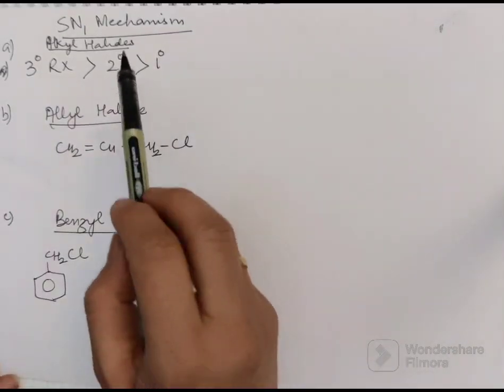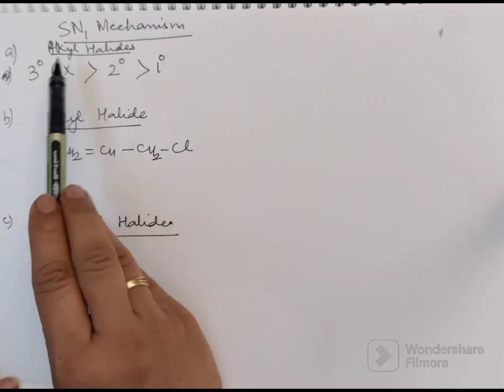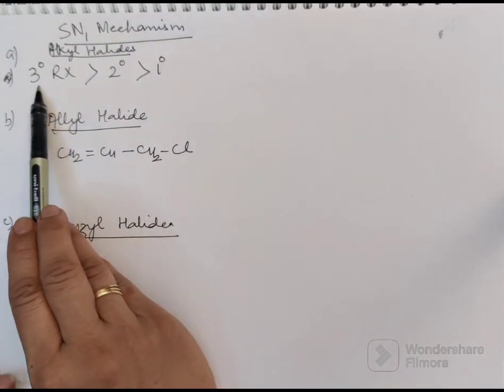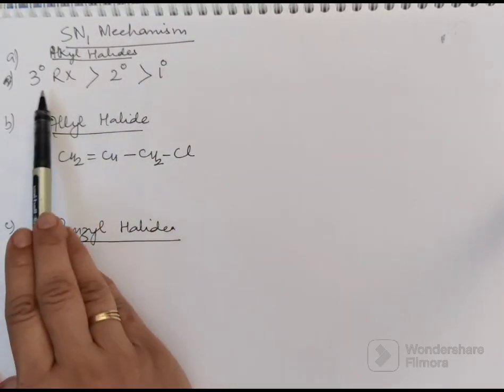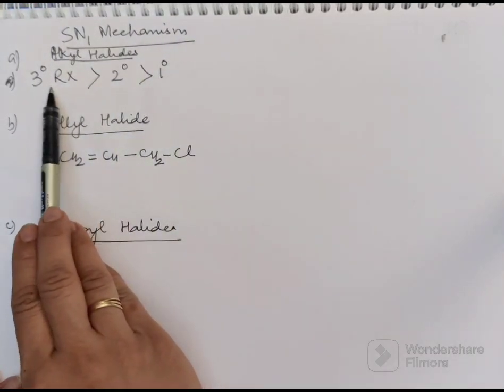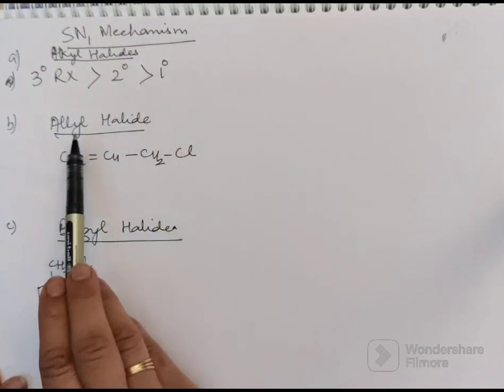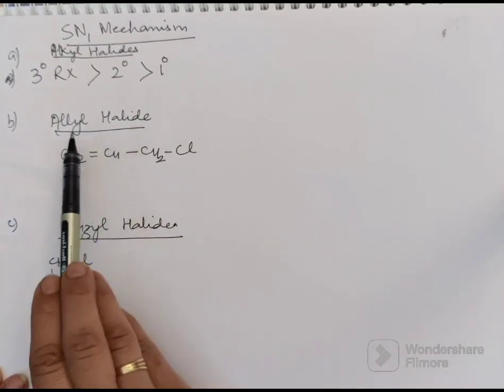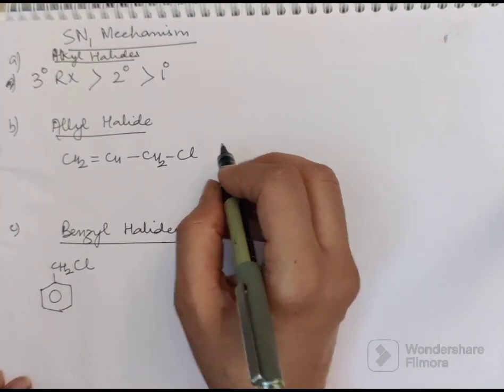So what type of compounds will give the SN1 mechanism? If we look at alkyl halides, the tertiary carbocation is most stable. So the order of reactivity for the SN1 mechanism is: tertiary alkyl halide will give the SN1 mechanism the fastest, then secondary, then primary. In allyl halide, the carbocation formed is also stable due to resonance.